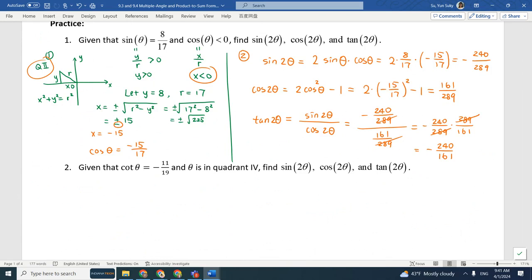The r is always positive. That's where I'm confused. R is always positive because r is the distance between the point and the origin. So would these both be negative though? You see, the x is on the right, so x is positive, but the y is down there.